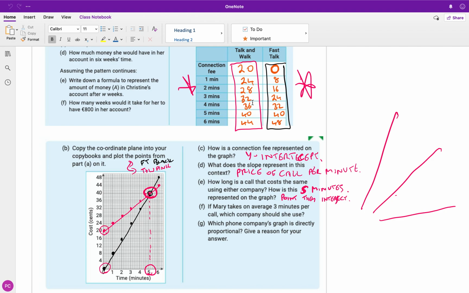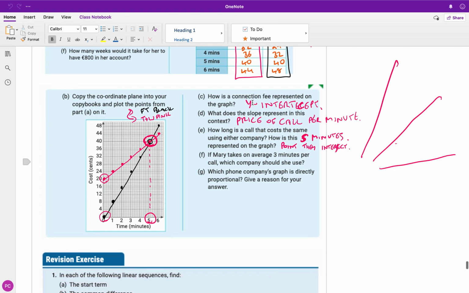Okay? If Mary takes on average 3 minutes per call, which company should she use? This is what company should she be using, right? So we say, right, well, let's go a different color pen. Here's 3 minutes here. Let's go up and see where it touches these graphs.